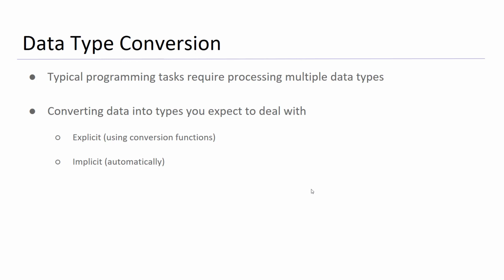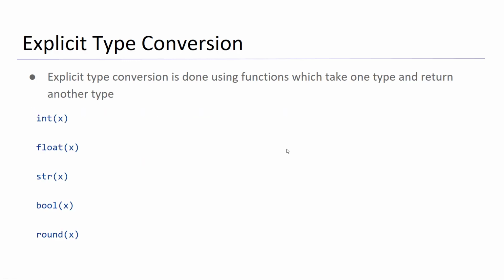We'll cover implicit data type conversion later. Explicit type conversion is done using functions that take one argument of one type and return an object or a value of another type. And the commonly used built-in functions for explicit type conversion are listed down below. Let's see how we can use these functions in Python.